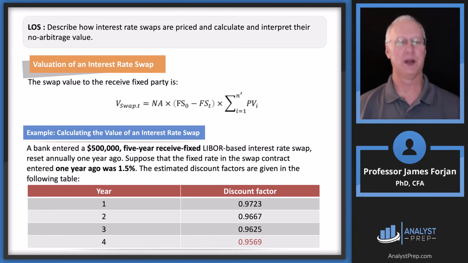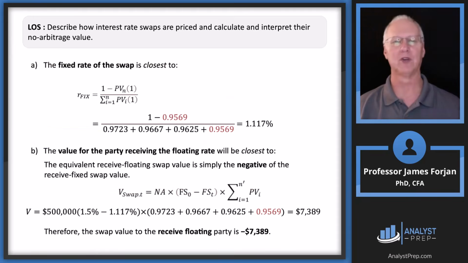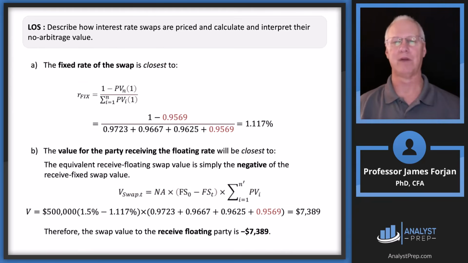Reset annually 1 year ago. Suppose the fixed rate on the swap contract 1 year ago was 1.5. So we figured it out to be 1.5% a year ago. Here are the new discount factors based on the new LIBOR. So we didn't have to calculate those. In this question stem, we're given those discount factors. So we can easily get our new rate of 1.17.